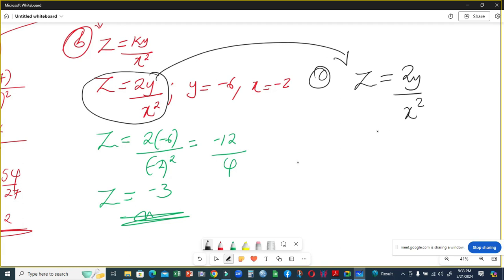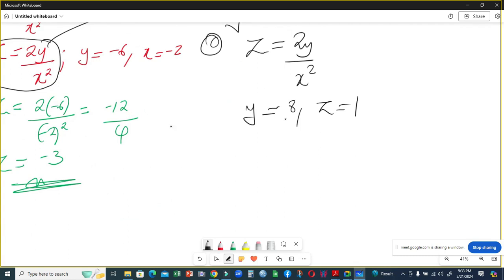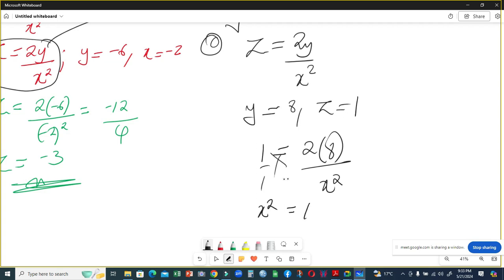Okay, so in this question, they want us to find the value of x, where we have been given y to be 8, z to be 1. So we just need to substitute. z is 1, which is equal to 2 times 8 over x squared. Then we just cross multiply: 1 times x squared, the answer is x squared. So write x squared is equal to 2 times 8, the answer is 16.